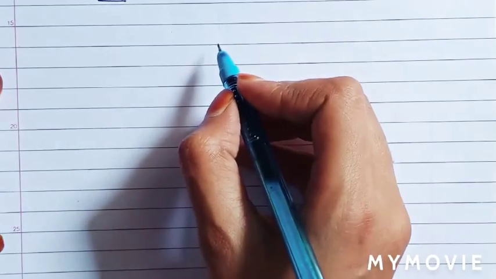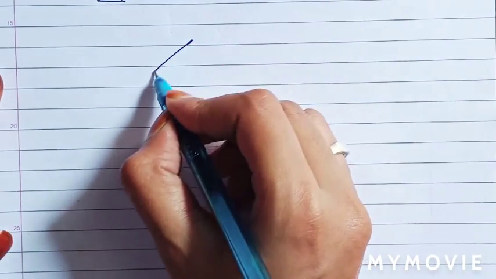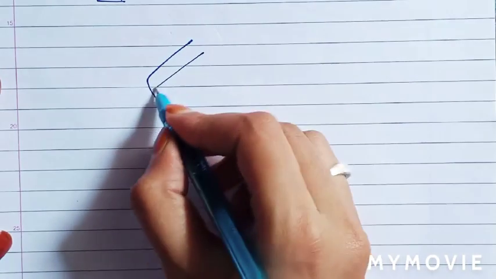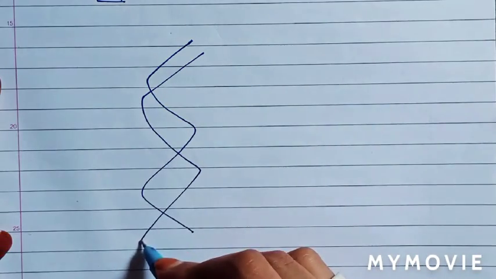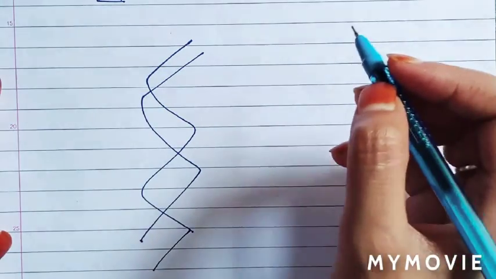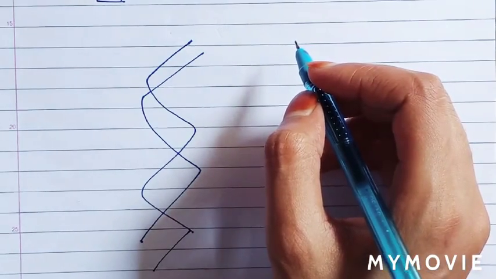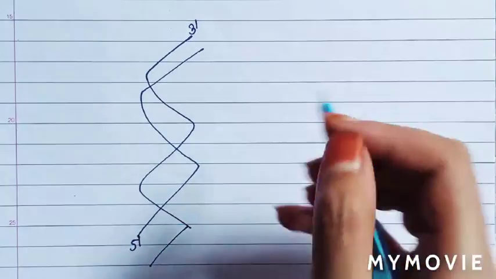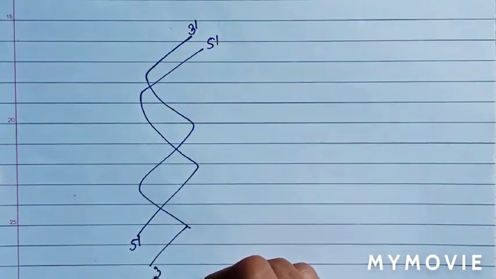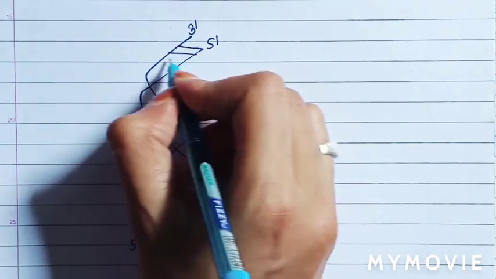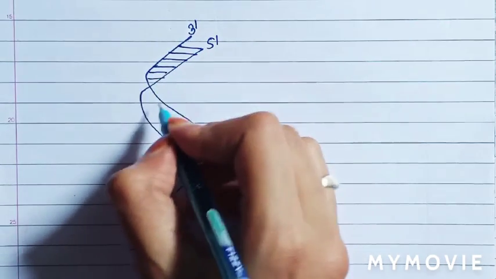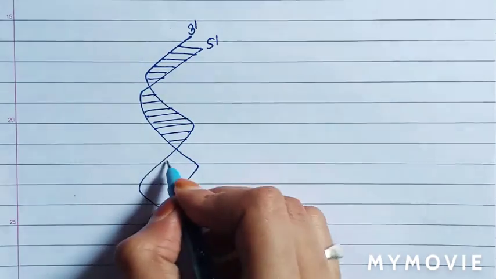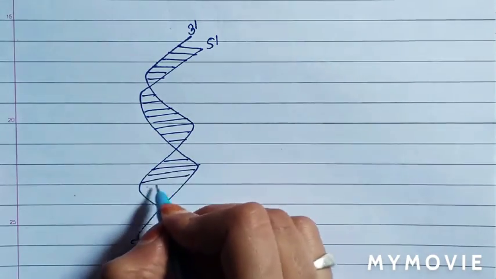Now here we will draw the structure of DNA given by Watson and Crick. So here you can see, this is the structure of DNA double helix. 3' end to 5' end, and here 5' end to 3' end. Here you can see the hydrogen bonds are formed. Here you can see the hydrogen bonds are formed. This is a double helical structure given by Watson and Crick.